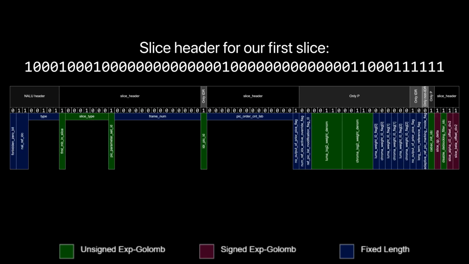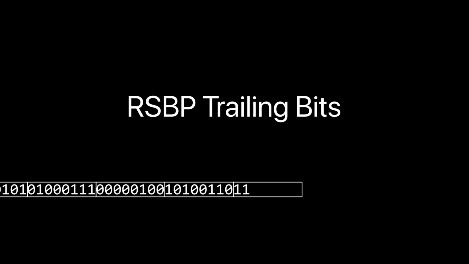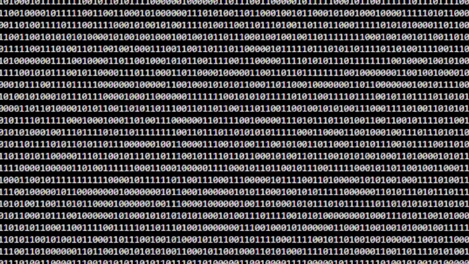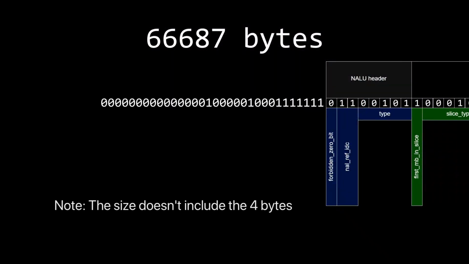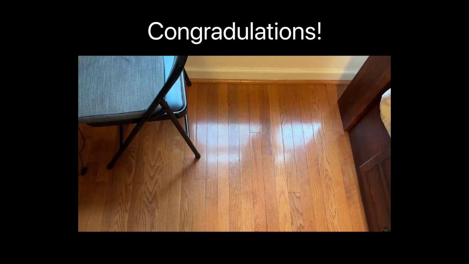Now that we have finished encoding our slice header, make sure our slice ends byte aligned with the number of bits a multiple of 8 by adding RBSP trailing bits. Add a 1, then zeros until it is byte aligned. Finally, count the total number of bytes in our entire NAL unit and write it as a 32-bit unsigned integer before the NAL unit header. Congratulations! We finished encoding our first slice.